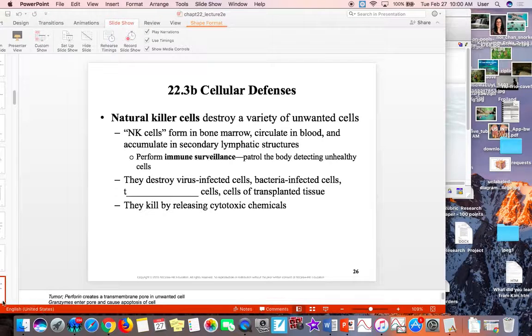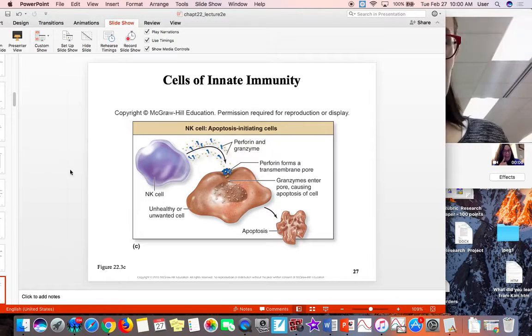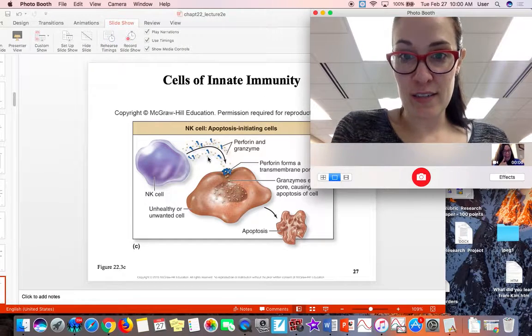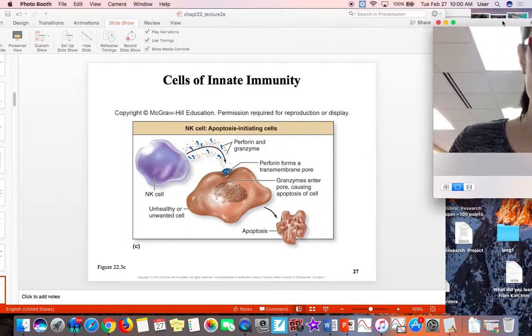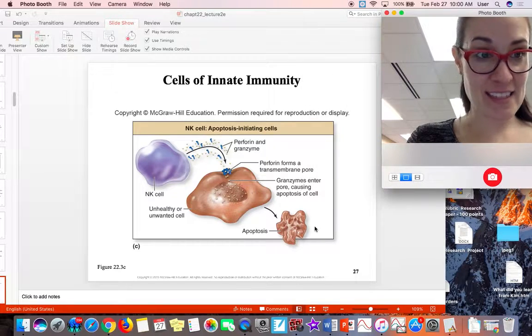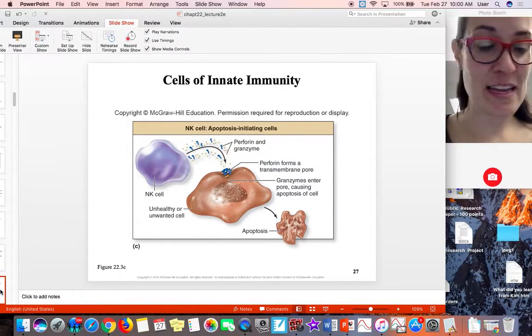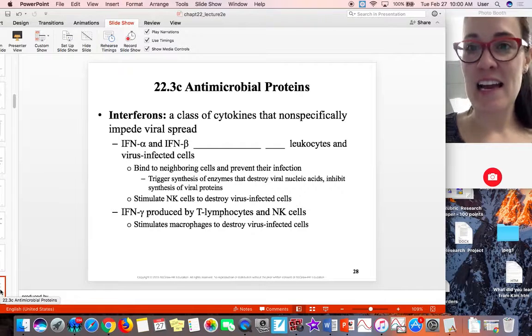All right, back. So there's a picture of the perforin, the little bullets, and then the granzyme is the chemical that goes into the cell, and then it dies by apoptosis. That's how natural killer cells work.